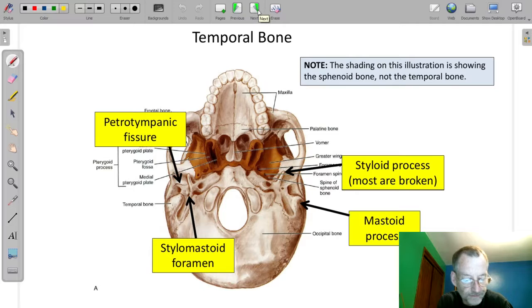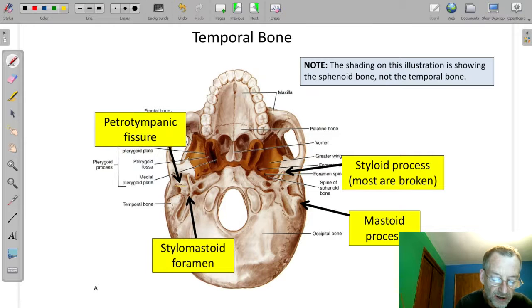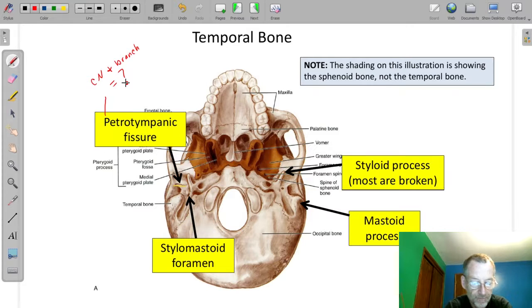Still on the temporal bone, some review. The petrotympanic fissure is this little dark line that's drawn, and pretty soon you'll be able to tell me what passes through that. Which branch of which cranial nerve passes through the petrotympanic fissure? It was in a previous slide in this lecture. So cranial nerve and branch equals question mark. And the stylomastoid foramen, again, what passes through that? Mastoid process, styloid process. The rest of it's pretty straightforward.